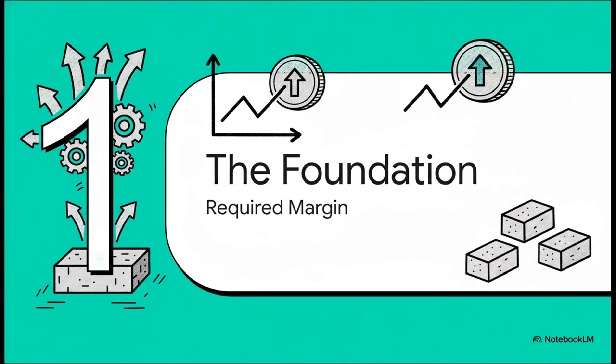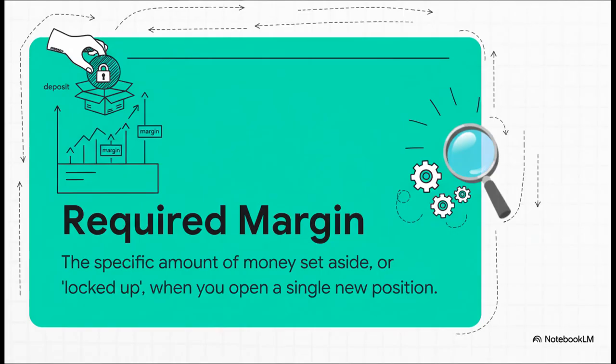Okay, so before we can really dig into used margin, we need to take one quick step back and look at its foundation. You can't understand the total without first understanding the single building block, and that's something called required margin. So what is required margin? Well, the easiest way to think about it is like a good faith deposit for a single trade. Whenever you open a new position, your broker takes a specific chunk of your cash and sets it aside. That money is essentially locked up. It's on hold for as long as that one trade is open.